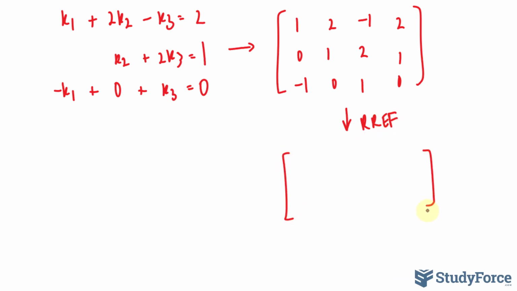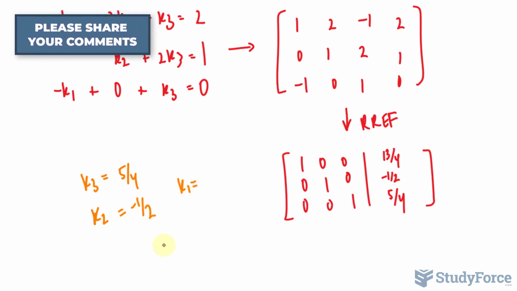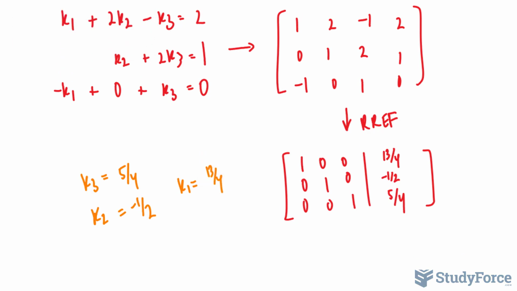And if you do this correctly, you should end up with a matrix that looks like this: 1s across the main diagonal within that n by n matrix, and the answers will be along here. The answers will be 13 over 4, negative half, and 5 over 4. What this tells us is that k sub 3 is equal to 5 over 4, k sub 2 is equal to negative half, and k sub 1 is 13 over 4. Now the way we write this is by stating the representation of v with respect to s is equal to the answers we found: 13 over 4, negative half, and 5 over 4.